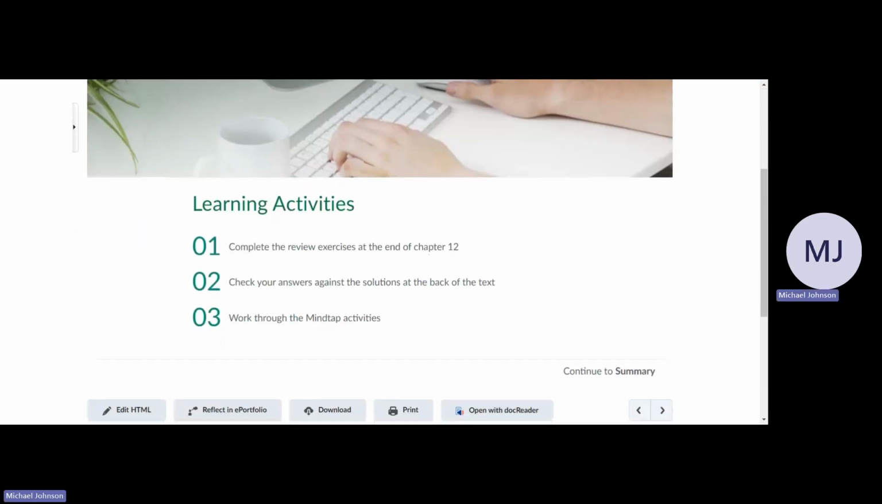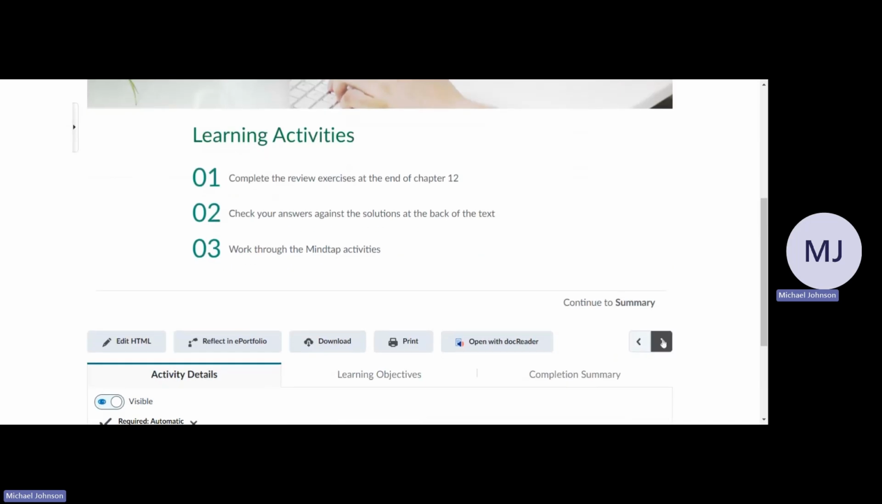So I recommend doing the review exercises at the end of chapter 12, checking your answers against the solutions at the back of the textbook, and working on the Mind Tap activities.